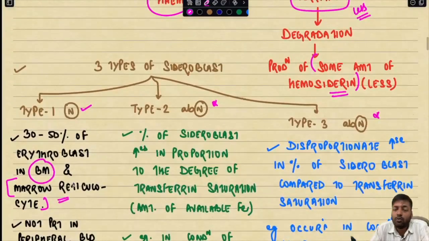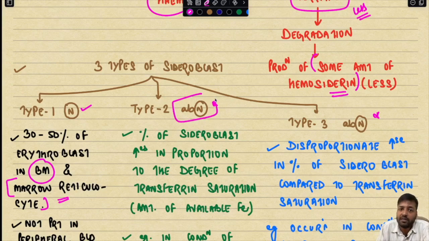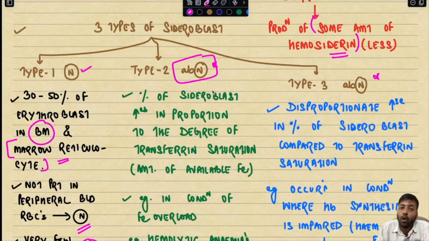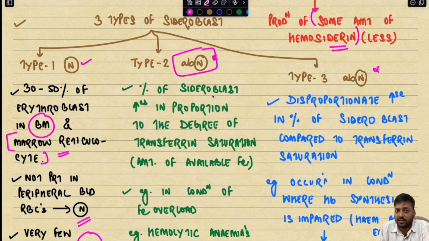But there are two other types of sideroblast, type 2 and type 3. Type 2 sideroblast is an abnormal sideroblast which is formed in conditions of iron overload. One important thing to understand is that the percentage of sideroblasts increases in proportion to the degree of transferrin saturation, or in other terms, in proportion to the amount of available iron. In iron overload, more iron is available, so more siderotic granules are formed, so more erythroblasts containing increased amounts of siderotic granules are seen.